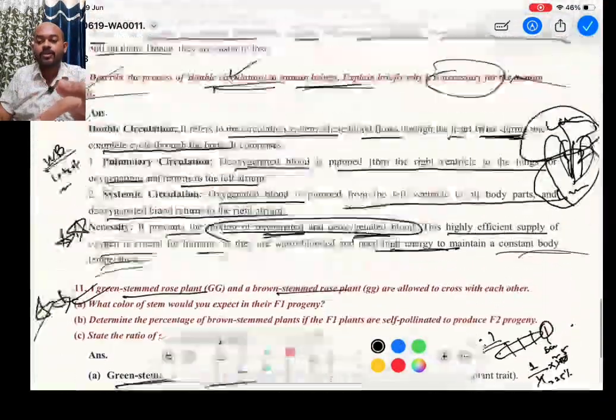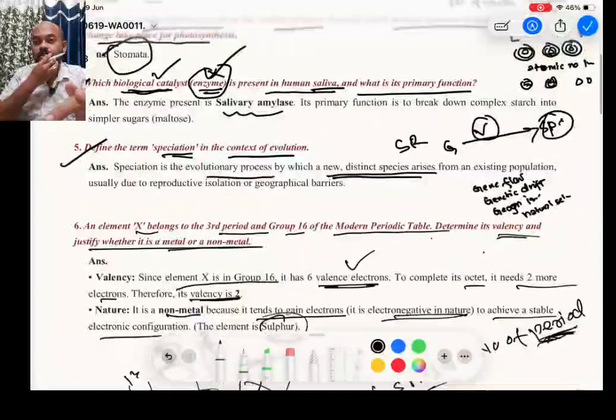So revise it properly before the exam. This type of question is very important for HSLC.